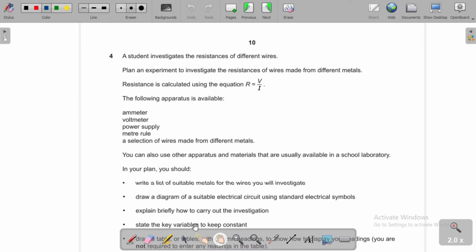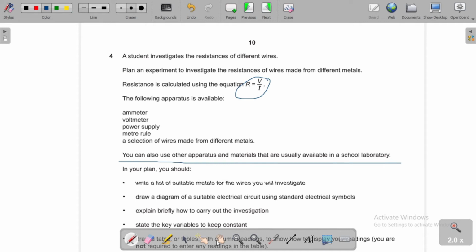Resistance is calculated as R equals voltage divided by current. This is the formula for resistance. The following apparatus is available: ammeter, voltmeter, power supply, meter rule, and a selection of wires made from different metals. You can also use other apparatus and materials that are usually available in the school laboratory. This is not compulsory, but you can use it.